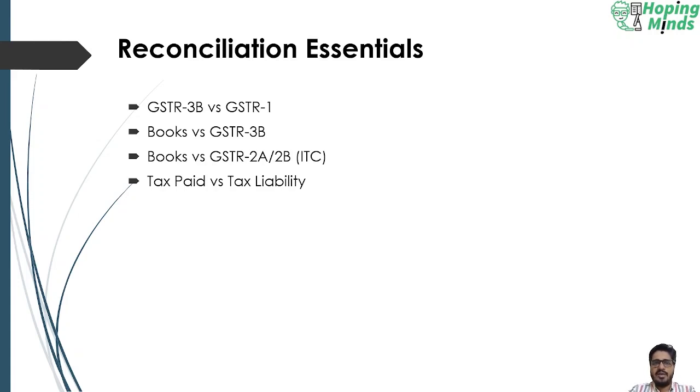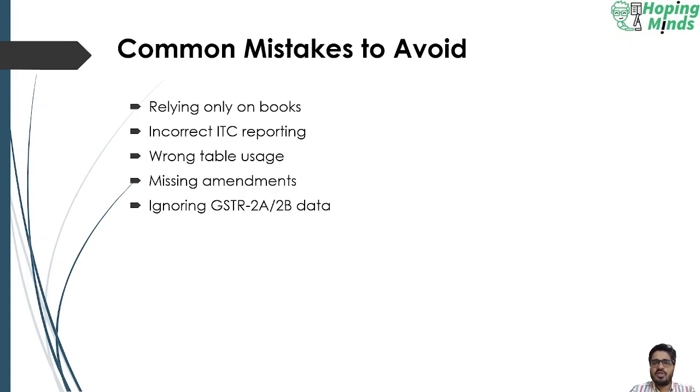So moving ahead, what are the common mistakes to avoid? Relying only on the books. While preparing the final annual return, only data from books is not sufficient. Other documents like tax invoices, e-way bills, e-invoices and other such documents must also be considered by preparing the reconciliation and finally uploading the annual return, that is GSTR 9.